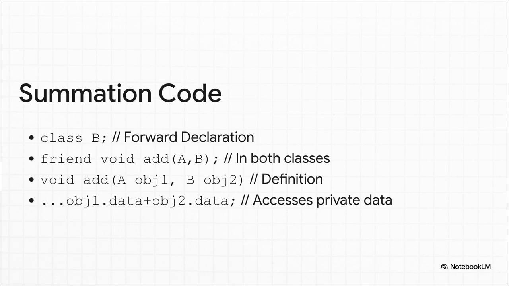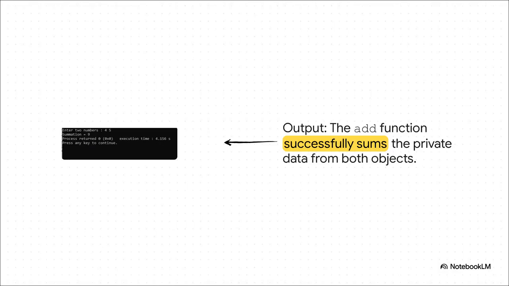And look, it takes an object of A and an object of B, and then it just reaches right in and does obj1.data plus obj2.data. No problem at all. And there's the proof. The program runs, we enter the numbers 4 and 5, and it stores them in the private data members. Then our friend function add does its thing, reaches into both objects, grabs the values, and prints the result. Summation equals 9. It works perfectly.